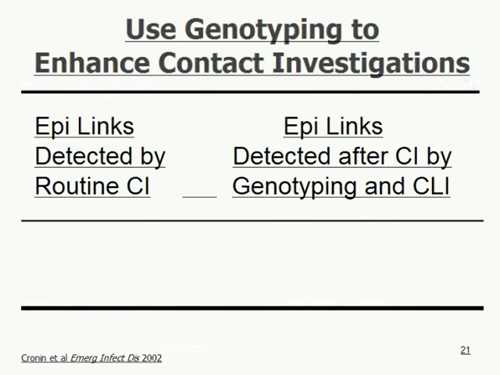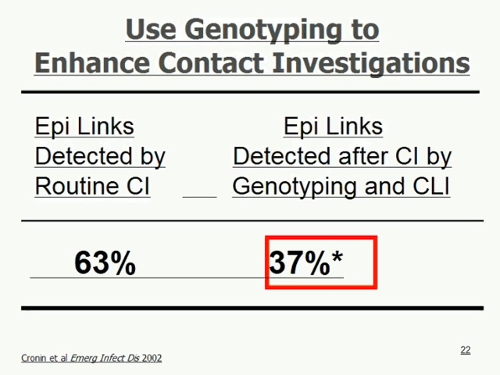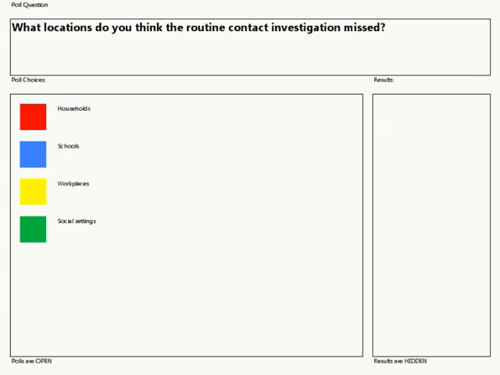So these are data from Maryland about the proportion of epilinks that were detected by routine contact investigation and the epilinks that were detected only after contact investigation and genotyping results were received. About two-thirds of epilinks were identified through routine contact investigation, but 37%, almost 40% of the links were only identified after we investigated when we got the genotyping information back. So I'd like to ask you, what locations do you think the routine contact investigation missed?